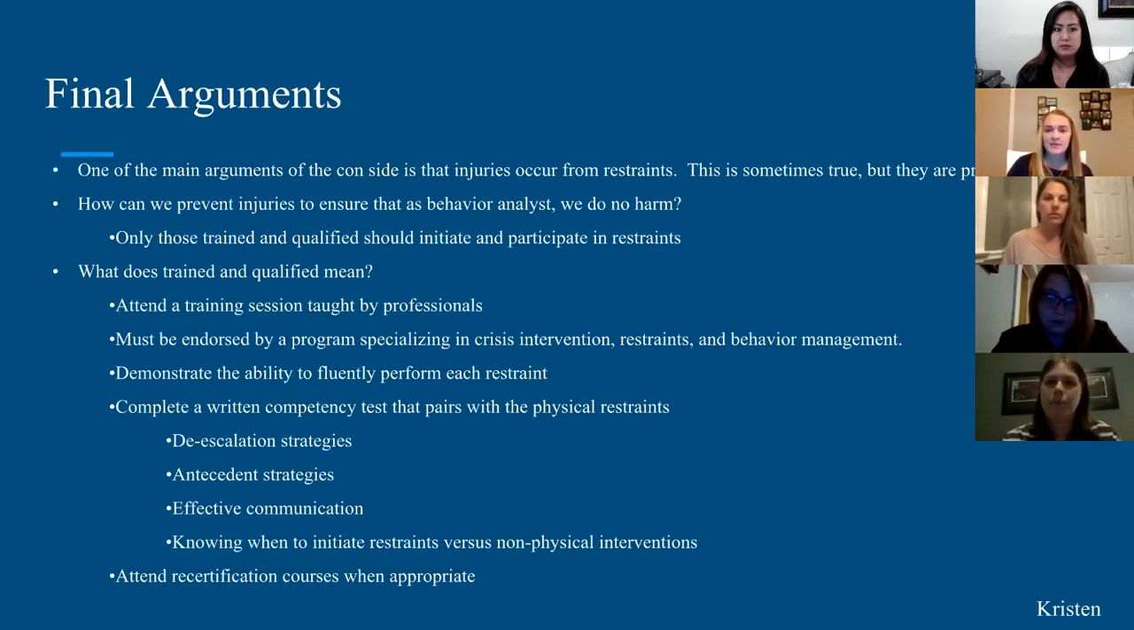So some of the final arguments that we want to make is that one of the main arguments of the con side is that injuries occur from restraints. And while this is sometimes true, they are also preventable. We can prevent these injuries to ensure that as behavior analysts, we do no harm.